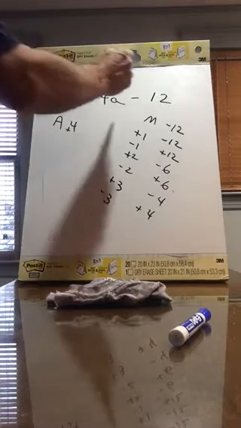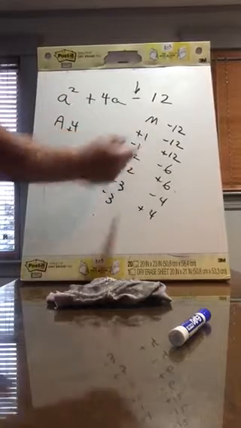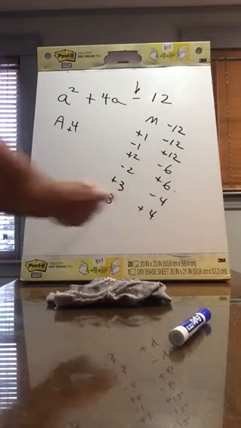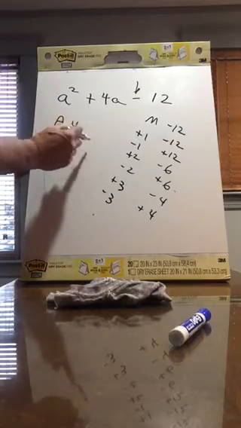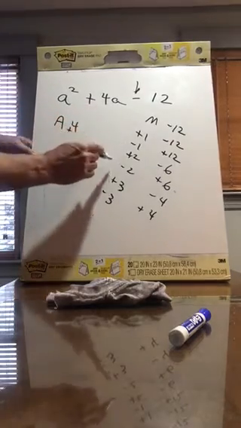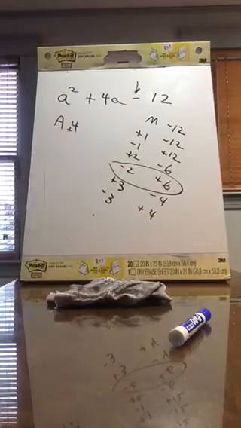Remember, to get a negative, you need a plus times a minus, or a minus times a plus. Now, which of those adds up to 4? We're going to add up to positive 4. This one. Negative 2 and positive 6 add up to positive 4.